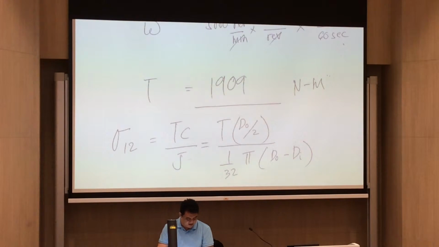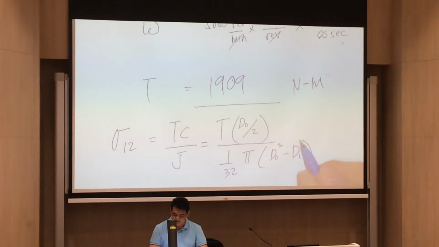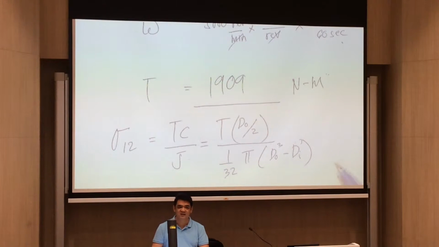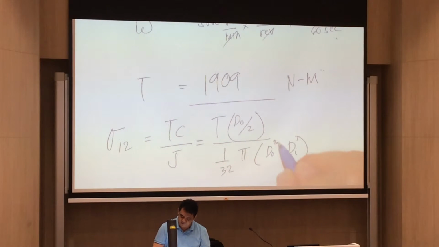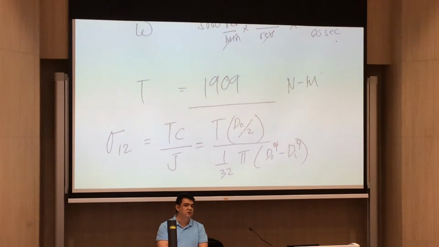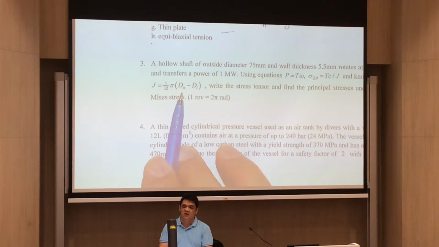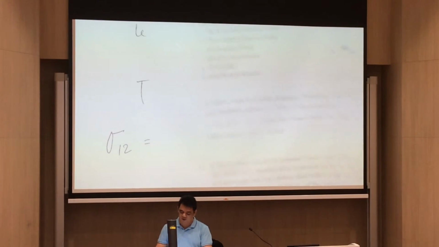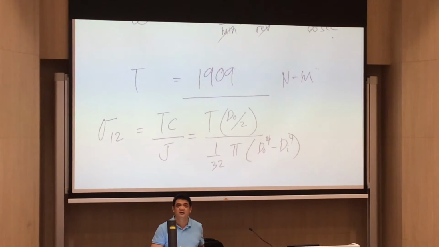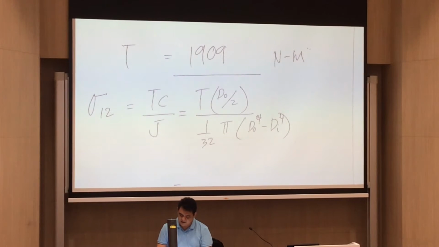I think there's a mistake here. DO cube, sorry. So Tc all over J. Pi all over 32, yes, sorry for that. Anyway, if you remember, we had a problem similar to this one. D raised to the 4th, so DO to the 4th minus DI to the 4th. Sorry for that.